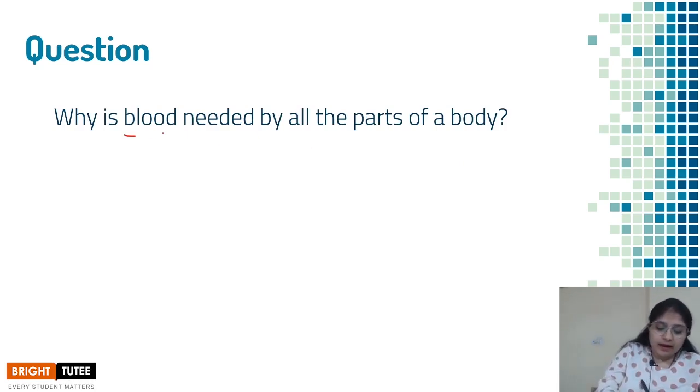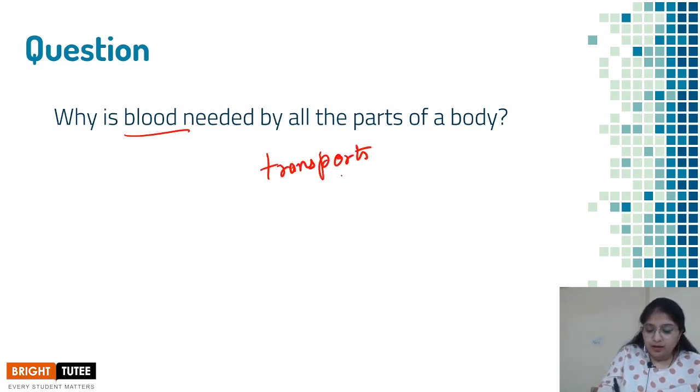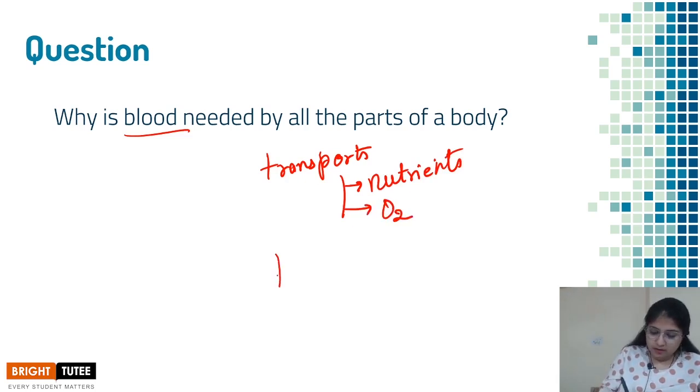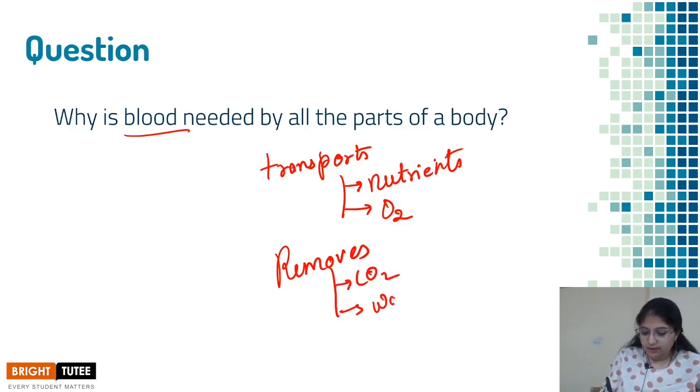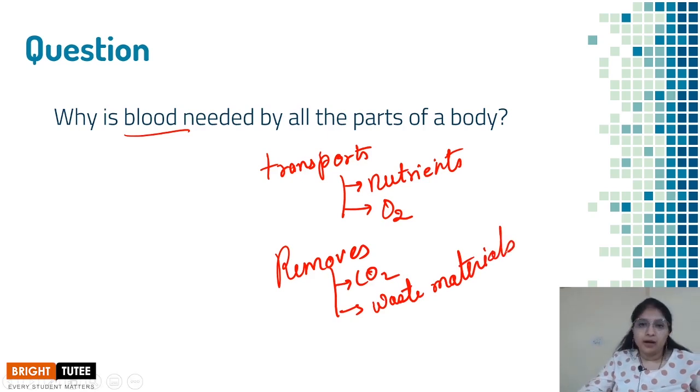Why is blood needed by all the parts of the body? The reason is that blood transports nutrition, that is the nutrients. It transports oxygen, removes carbon dioxide and waste material, right? And that is the reason why all the parts of the body require blood.